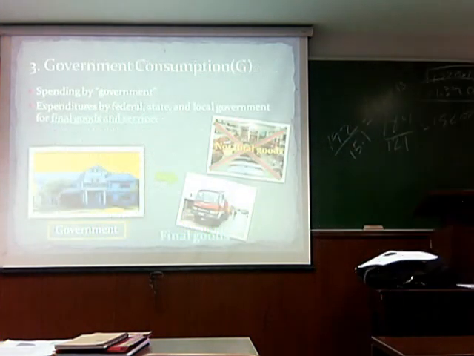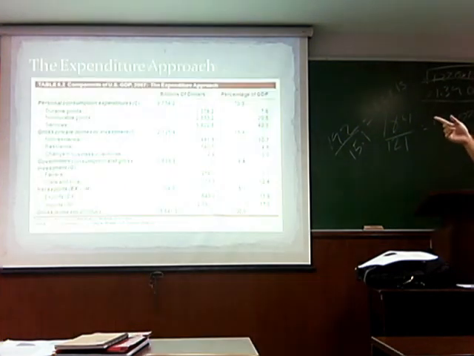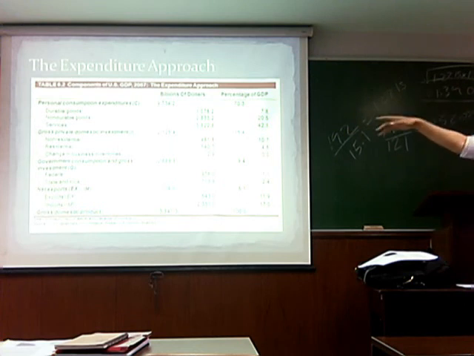Government consumption is spending by government at the federal, state, or local levels for final goods and services. And net exports is just the difference between exports and imports. We can also say it's the spending by the rest of the world. The value can be positive or negative. This is an example of the expenditure approach that you can see here. Simply, we can add up all the values together, and we can get GDP.